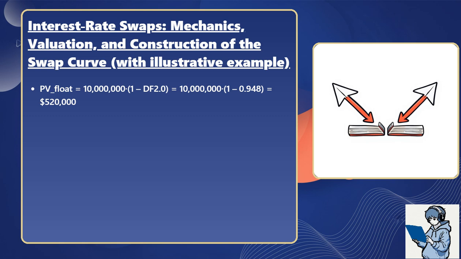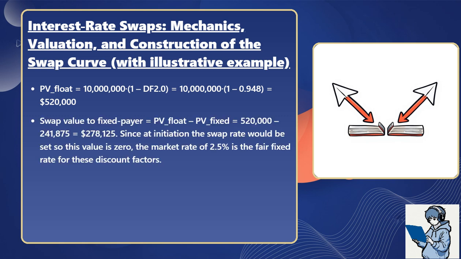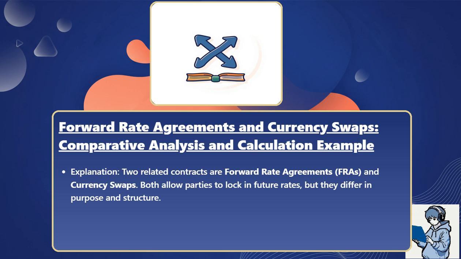equals 10 million times (1 minus 0.948) equals $520,000. Swap value to fixed payer equals PV float minus PV fixed equals 520,000 minus 241,875 equals $278,125. Since at initiation the swap rate would be set so this value is 0, the market rate of 2.5% is the fair fixed rate for these discount factors.